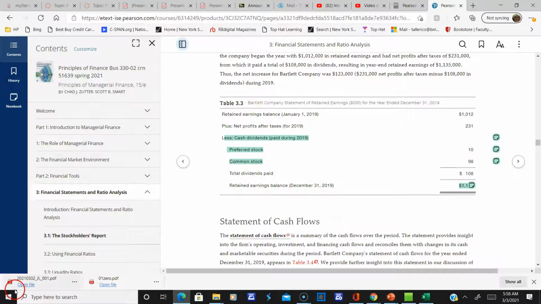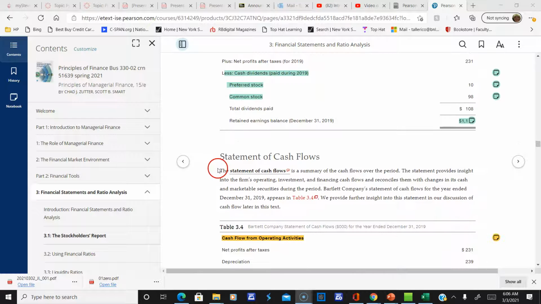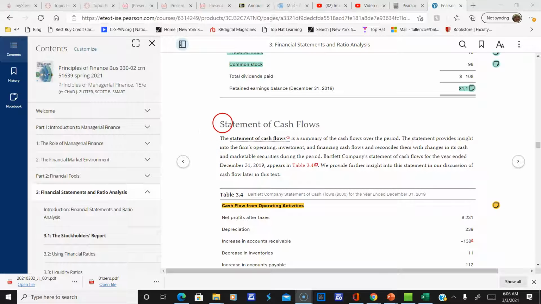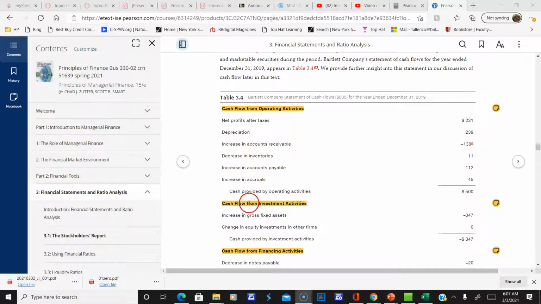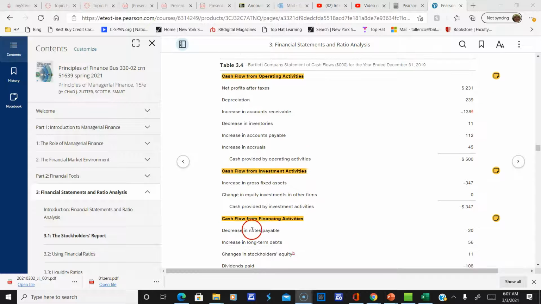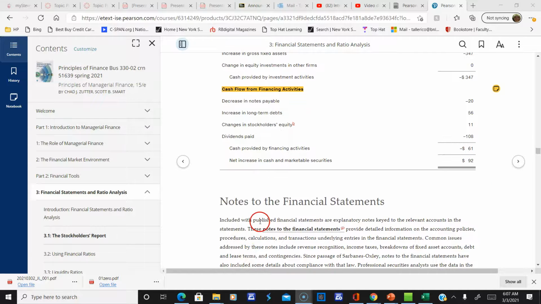Okay. All right. So that's the statement of retained earnings, and then the last statement is the statement of cash flows. And this is a real important statement because if you don't have cash, you got problems, right? So we have the statement of cash flows here. And it basically is just a summary of the cash over the period. And it's got three components, right? Cash flow from operating, cash flow from investing, and cash flow from financing.